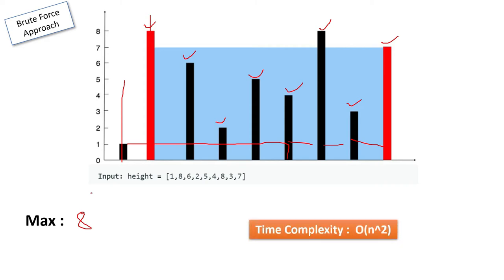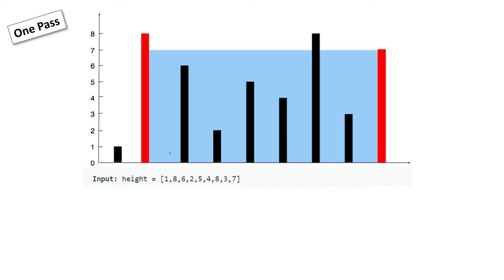Now we have to check whether we can somehow reduce this to O(n). We have to check if we can do it in one pass, which means we traverse the array once and get the result. What we were doing earlier was comparing each and every bar with the other bars and calculating the amount of water it can hold. But is it really necessary to do that?